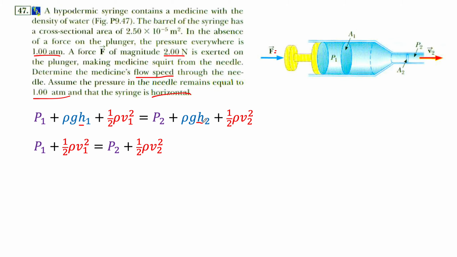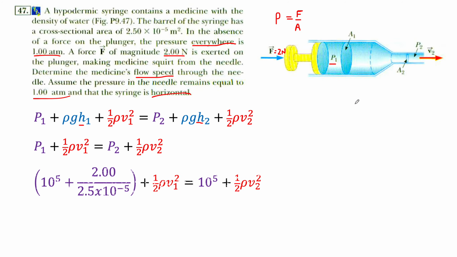Well, they tell us that the pressure everywhere is 1 atmosphere before the plunger is pushed. By pushing on the plunger with a force of 2 newtons, we increase the pressure at P1 more than P2. How much more? Well, we can use the definition of pressure, which is just force over area. So that 2 newtons divided by the area of the plunger will give us the additional pressure that's exerted in this area here. So solving this.